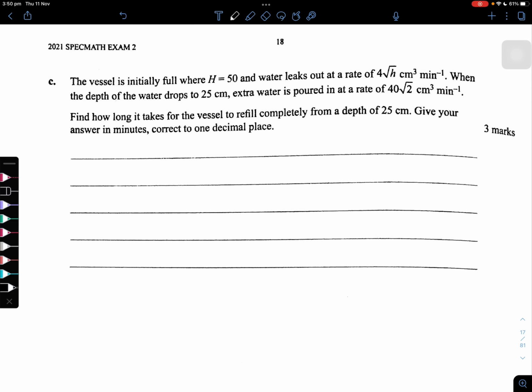The vessel is initially full, where h equals 50, and water leaks out at that rate. When the depth of water drops to 25 centimeters, extra water is poured in at a rate of that. Find how long it takes for the vessel to refill completely from a depth of 25 centimeters. Give your answer in minutes, correct to one decimal place.